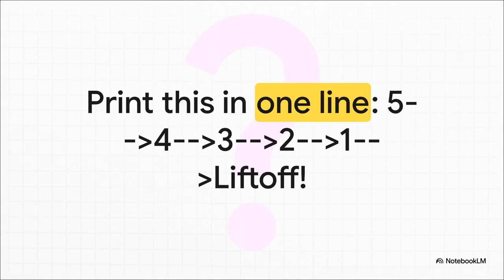Okay, time for a little challenge. Let's see if you've got this. Using just one single print statement, how would you create this exact rocket countdown on one line? Come on, think about what we just saw. How do you control what goes in between all those numbers?